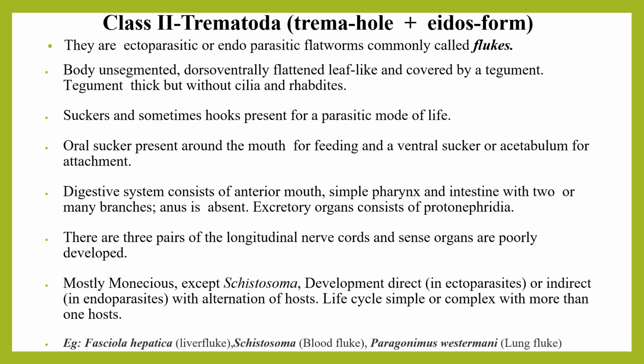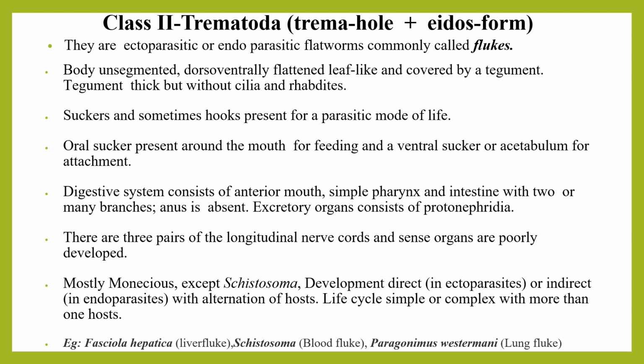The oral sucker is present around the mouth for feeding and a ventral sucker or acetabulum for attachment, as we find in the case of Fasciola. The digestive system consists of the anterior mouth, a simple pharynx, and intestine with one, two or many branches, and the anus is absent. The excretory organs consist of protonephridia. There are three pairs of longitudinal nerve cords and sense organs are poorly developed.